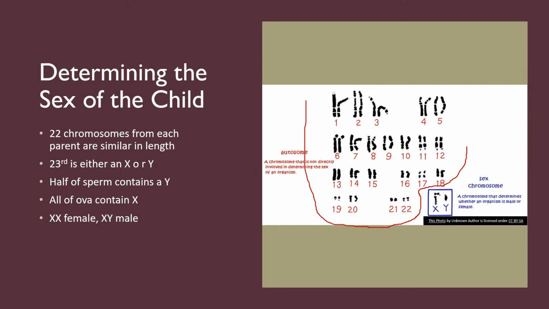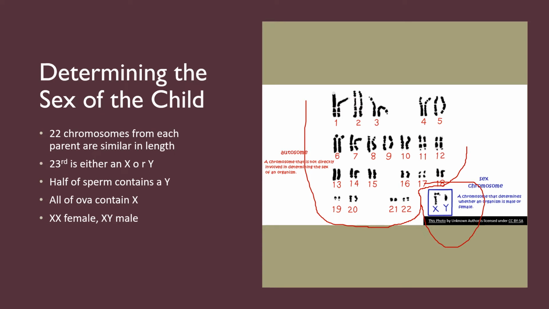And then the 23rd pair of chromosomes contains either two X chromosomes or an X and a Y. In this case, the 23rd pair contains an X and a Y. So this is a male.